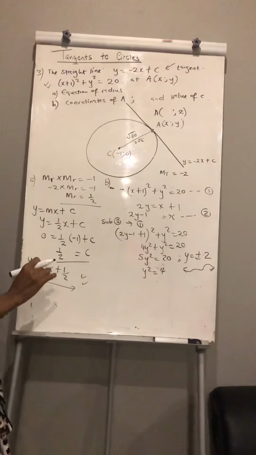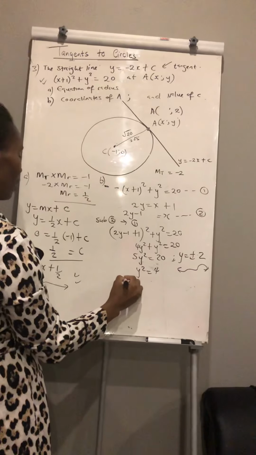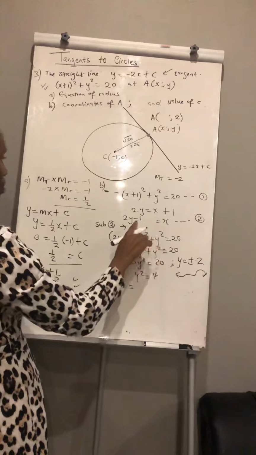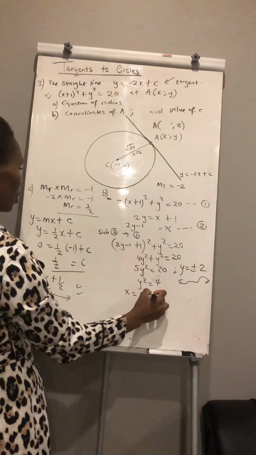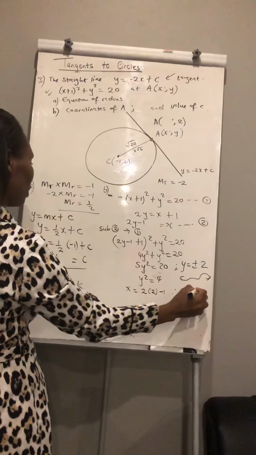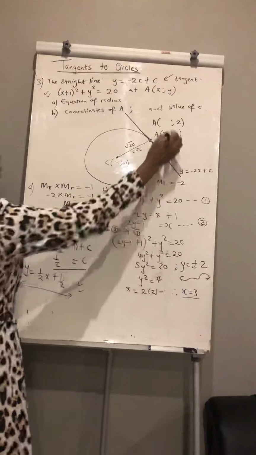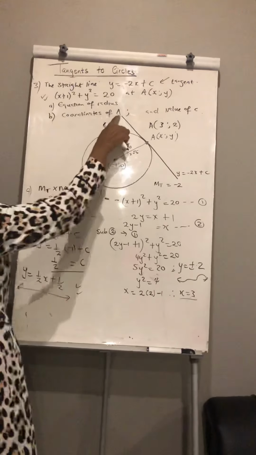And to get the value of x, I can use this equation right here and say x is equal to 2 times y, which is 2, minus 1. So it does look like x should be equal to 3. So that is our coordinate of A. So we answered the coordinate of A.